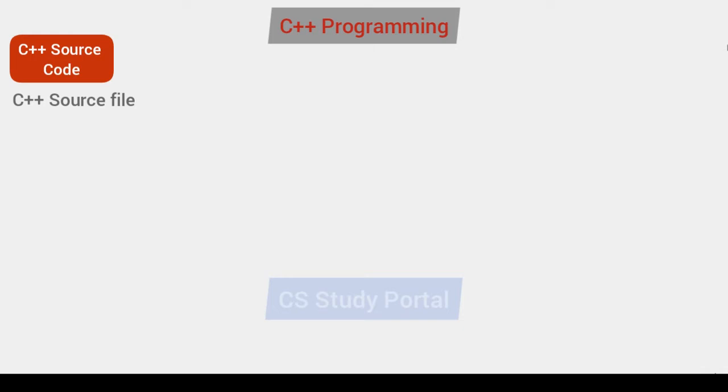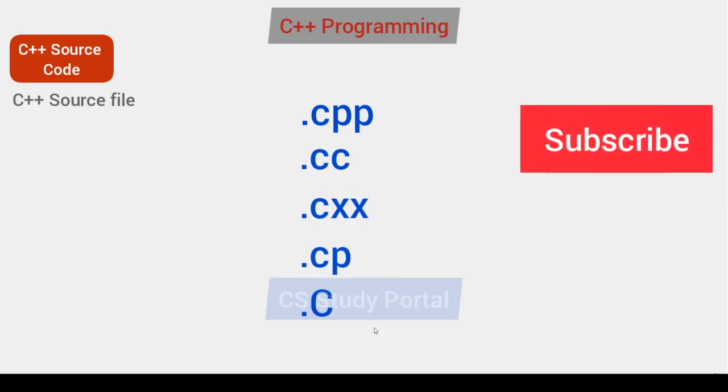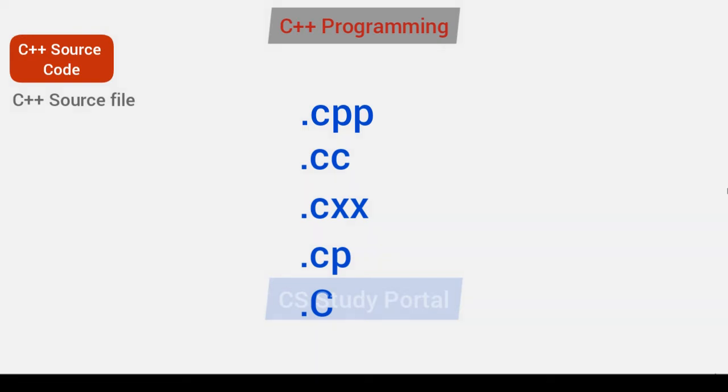Now the source file containing the C++ code will be saved with the extension .cpp. This is the most commonly used file extension for the C++ source file. Apart from this, you can also find the .cc extension, .cxx extension, .cp extension, and .C with a capital C extension for the C++ source file, but the most commonly used file extension is .cpp.